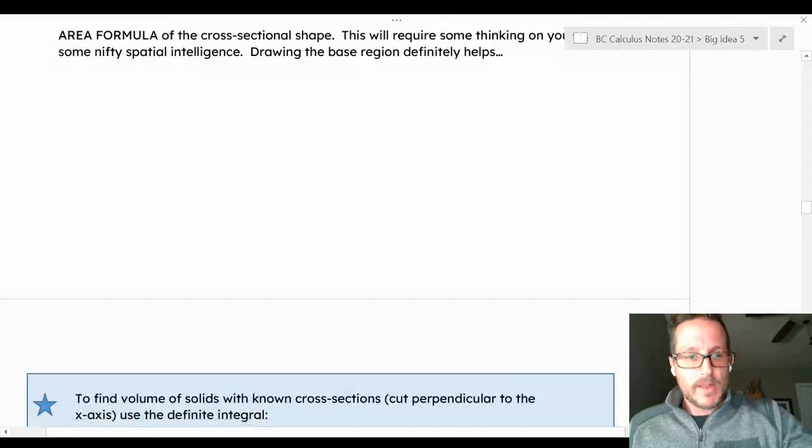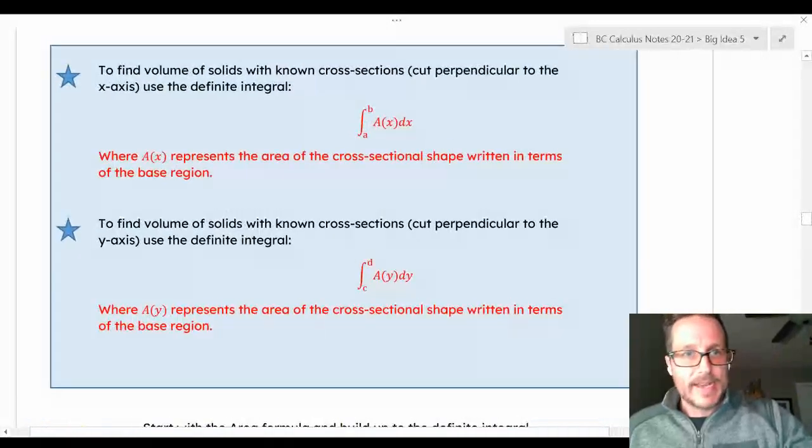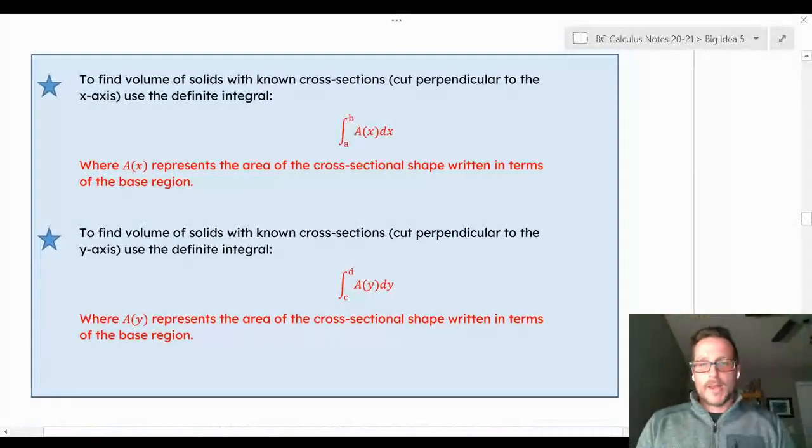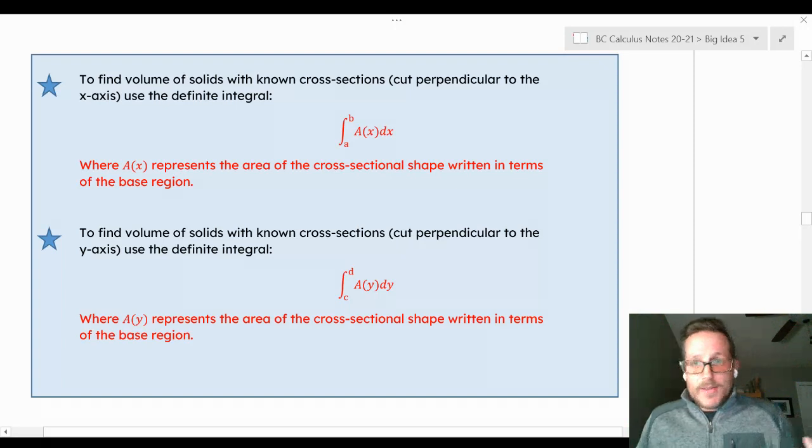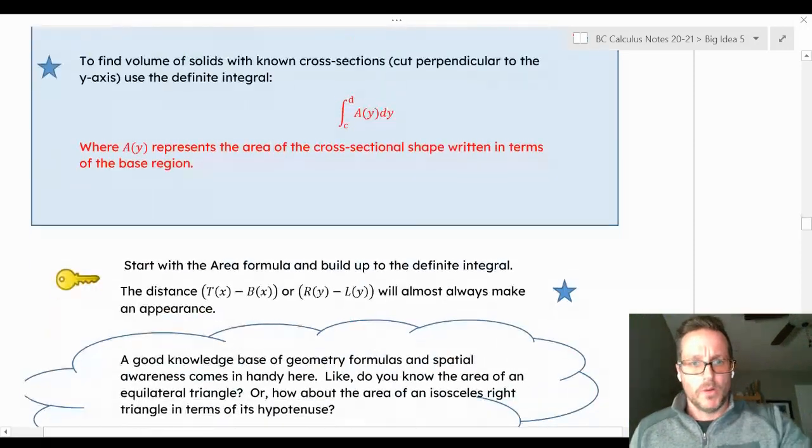Okay, so let's see the big idea here. The big idea is we want to integrate from a to b the area formula in terms of x of the cross section with respect to x, and that's if the slices are perpendicular to the x-axis. And if we're perpendicular to the y-axis, everything just flips over to terms of y. We need to come up with the area of the cross-section in terms of y this time, with respect to y. So the integral is fairly simple, and I'm going to show you a few examples here to help get the ball rolling a little bit.